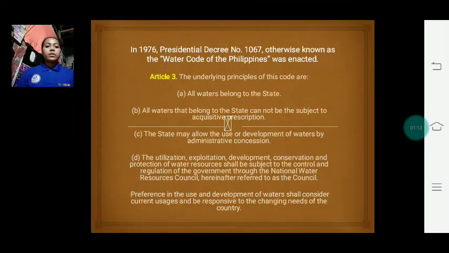D, the utilization, exploitation, development, conservation, and protection of water resources shall be subject to the control and regulation of the government through the National Water Resources Council, hereinafter referred to as the Council. Preference in the use and development of waters shall consider current usages and be responsive to changing needs of the country.